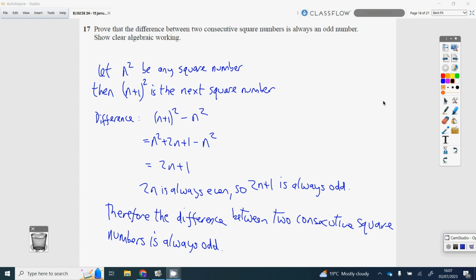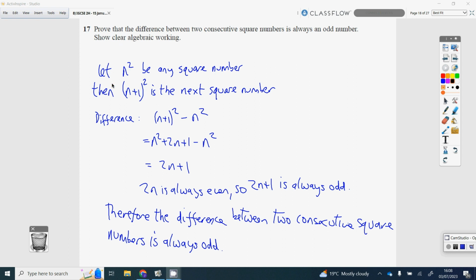Question 17. Now, any square number we get by squaring something. So let's just let n squared be any square number. But then the next square number is going to be n plus 1 all squared. So let's just think about that in number terms. Let's say we've got 9, which is 3 squared. The next square number is going to be 16, which is 4 squared. So we've taken the 3 and we've added 1 and we've squared it.